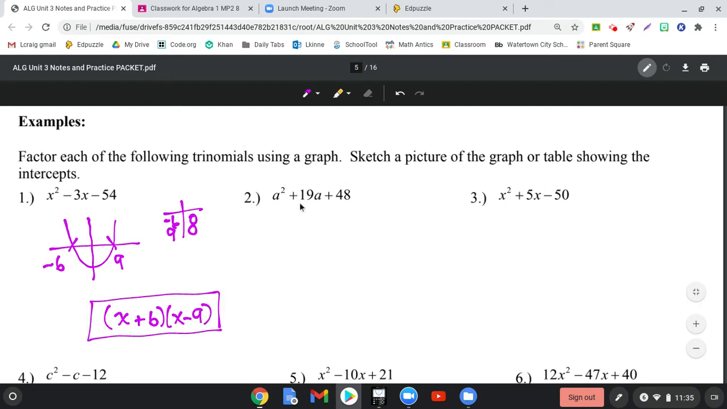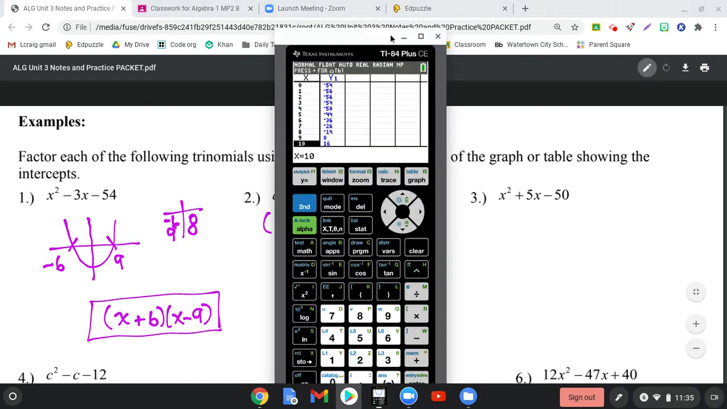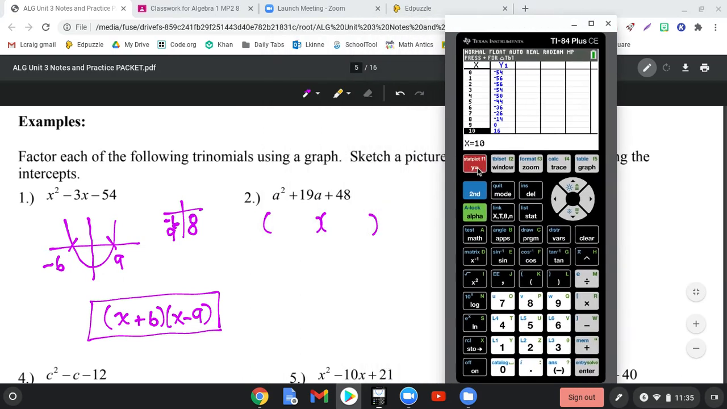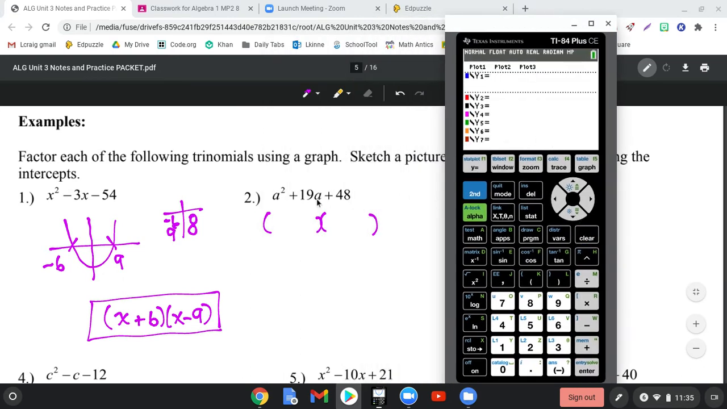All right. Same with this. There's no number in front of a squared. So I know it's going to be a plus a minus something. All right. So let's go to the calculator. Even though it's a different variable, we're still going to use x. All right. Remember, this button has all sorts of things to remind you. That's what you always use.